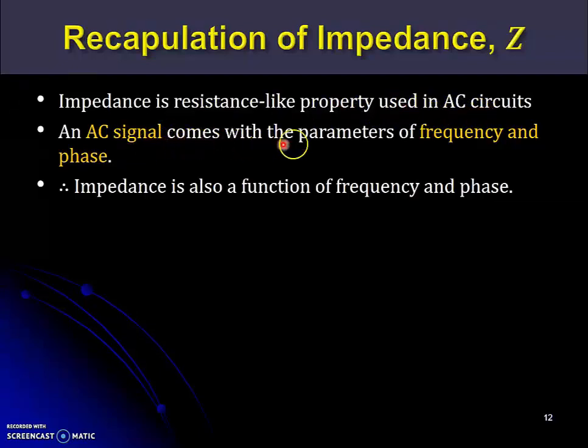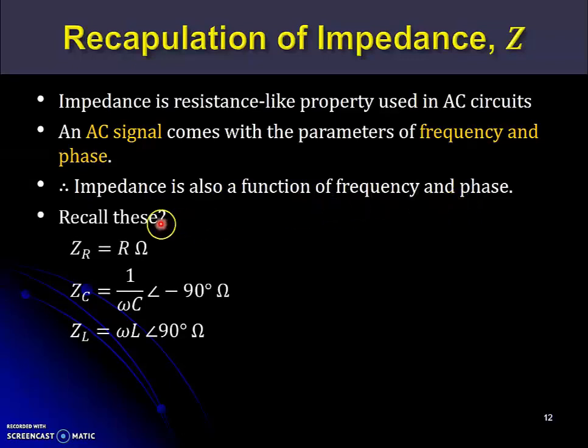Since an AC circuit comes with the parameters of frequency and phase, impedance is also a function of frequency and phase. We call this the resistive impedance, which is equal to the resistance, and the unit is ohm. The capacitive impedance is given by this formula. Omega is equal to 2 pi f, so at different frequencies, we have different capacitive impedance.